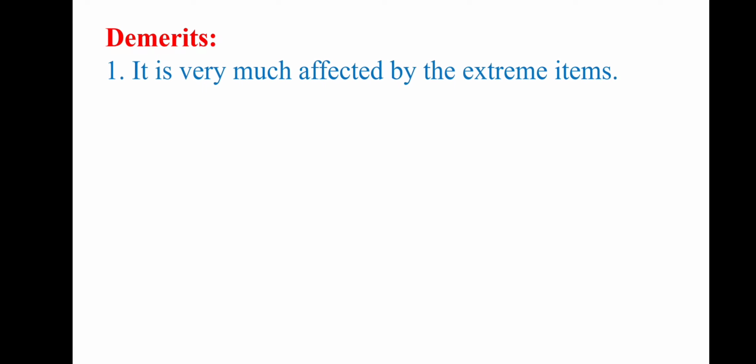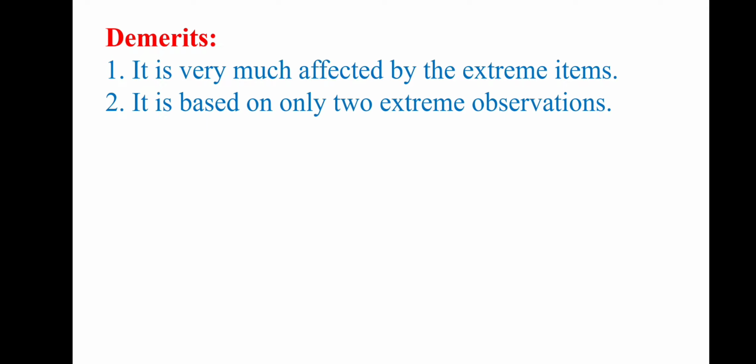Demerits. Each one has merits and demerits, advantages and disadvantages. One is that it is very much affected by extreme items, because the definition itself is the difference between the maximum value and minimum value, the largest value and smallest value. It is based on only two extreme observations, that's all. Middle values will not be considered, that's another drawback.